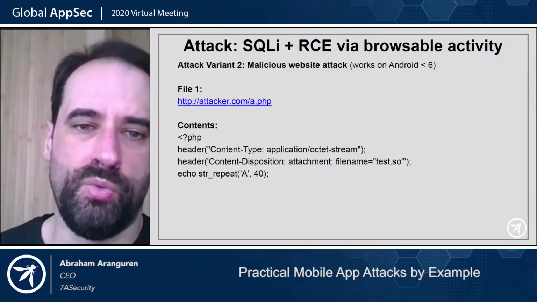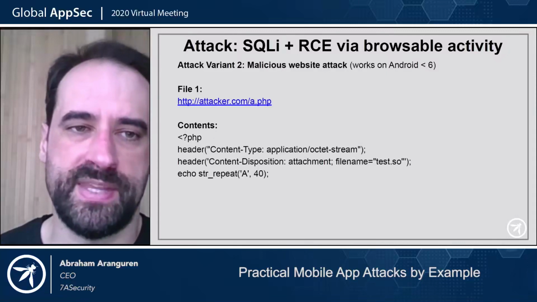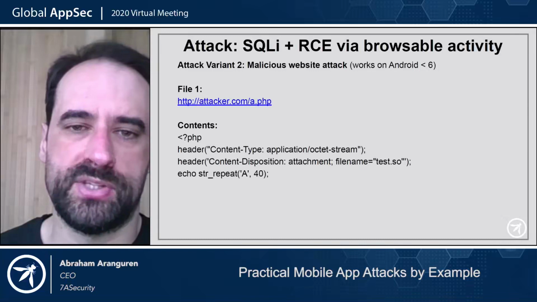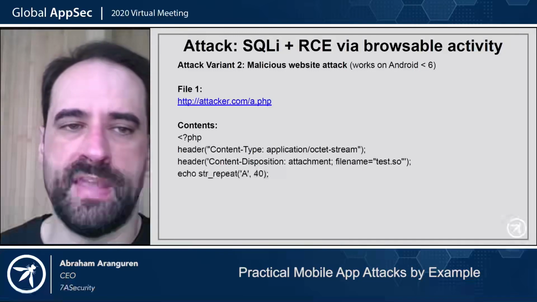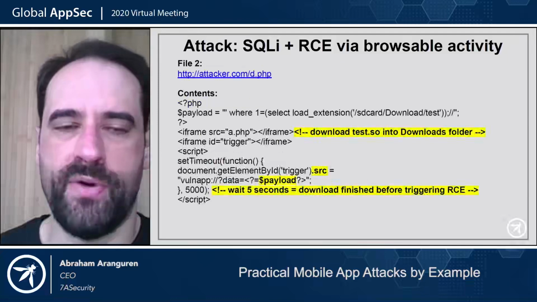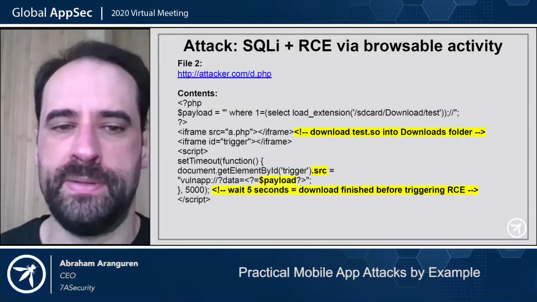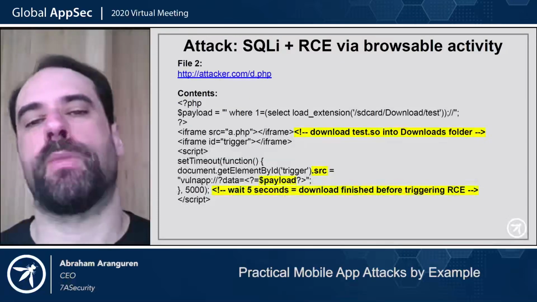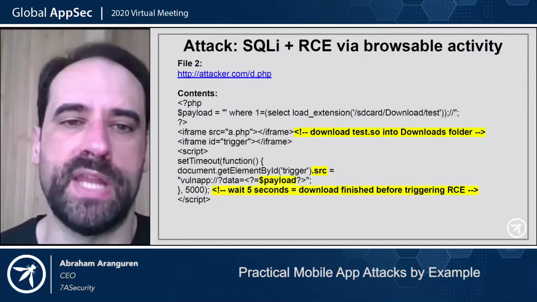You could also exploit this in phones running Android less than 6, using a malicious application that first saves the file at test.so in the downloads directory of the phone, and then makes a second request a little bit later to exploit the SQL injection and get the binary to run. So this is how that exploit looked.